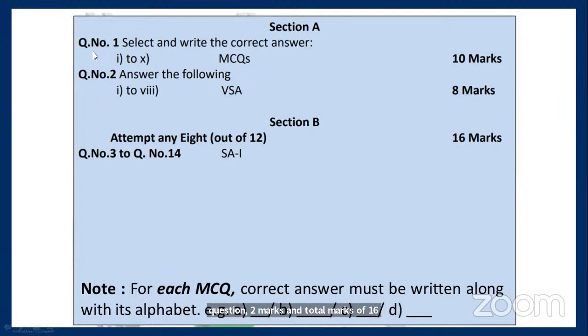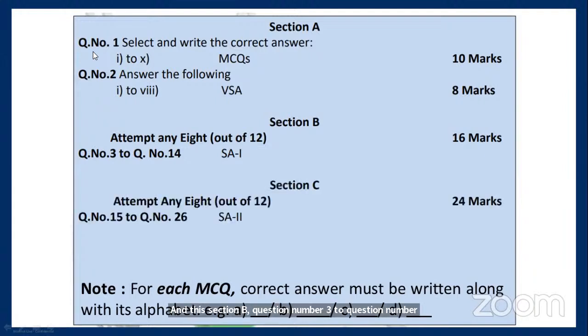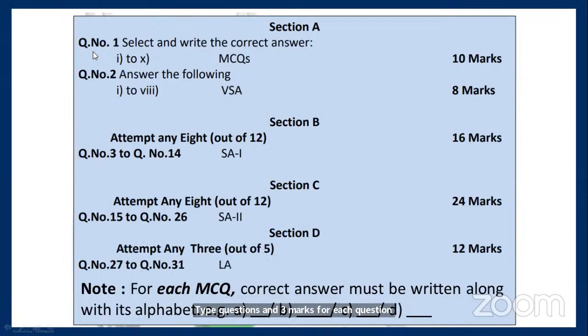This section B is question number 3 to question number 14, short answer. Section C, attempt any 8, total marks 24. Question number 15 to question number 26. These are short answer type questions and 3 marks for each question. And last section D is for 12 marks, attempt any 3. Total 5 questions are given, from question number 27 to question number 31. And all these are long answer type questions.